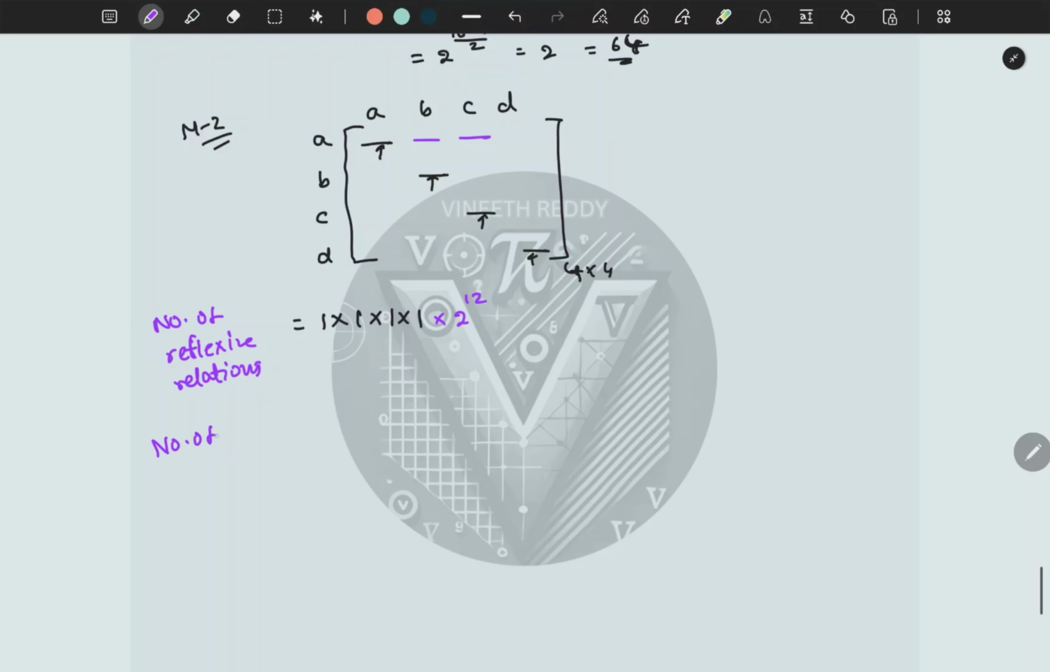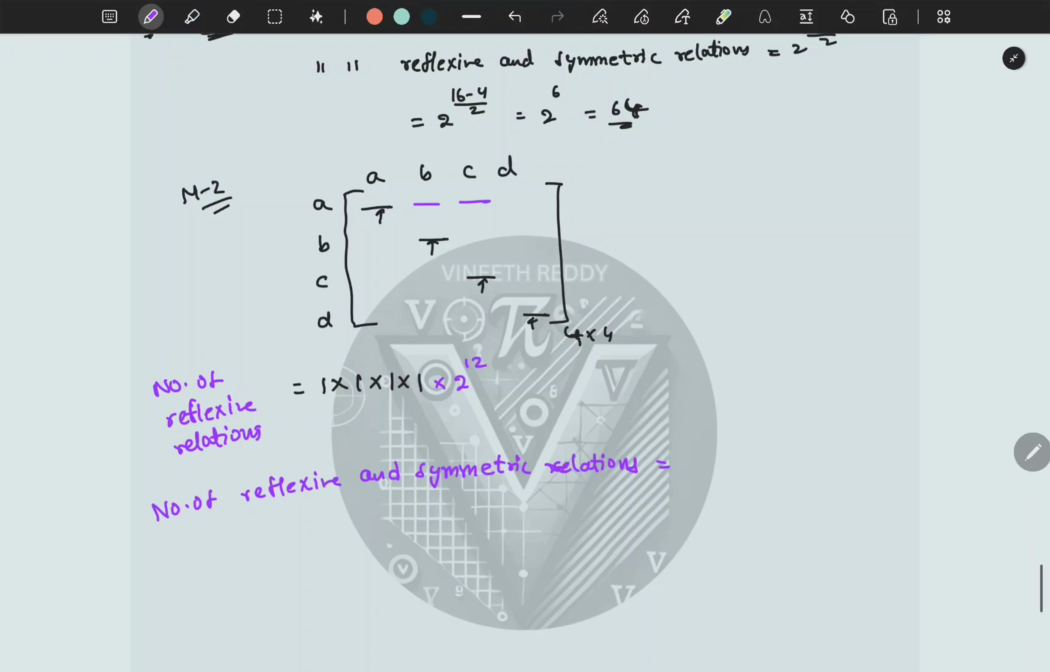Now the number of reflexive and symmetric relations. Again reflexive as well as symmetric: that means these diagonal elements should definitely be present, so it should be 1 raised to the power 4. Now if (A, B) is present, then (B, A) must be present, and if (A, B) is not present, then (B, A) should not be present. That means this element will have two options, and this will have only one option, depending on this. There is no other option.